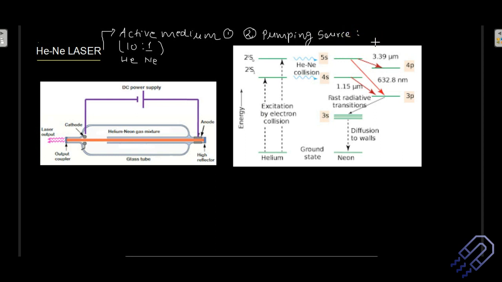Pumping source is more or less you are applying a potential, you are applying a DC power supply. So we can say it's a voltage, or we can say it's an electrical pumping source, right? It's an electrical pumping source. Okay. And the third point that you should explain when you are writing down the construction is the resonating cavity.